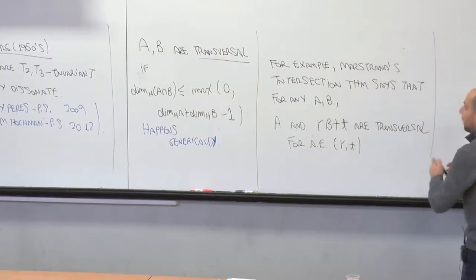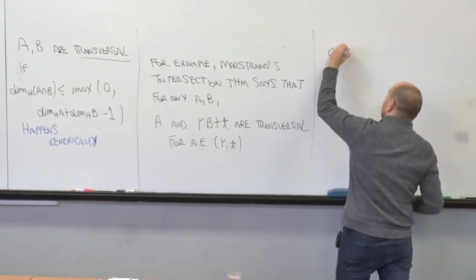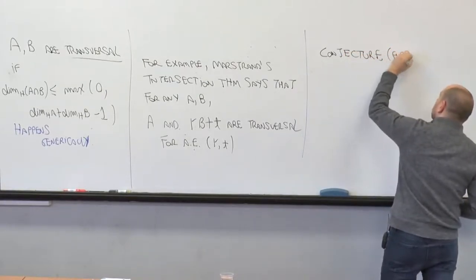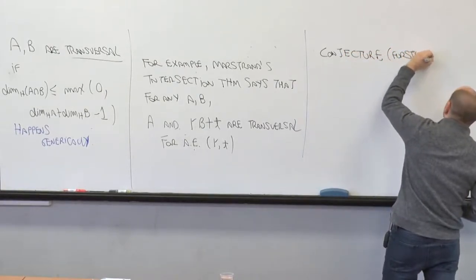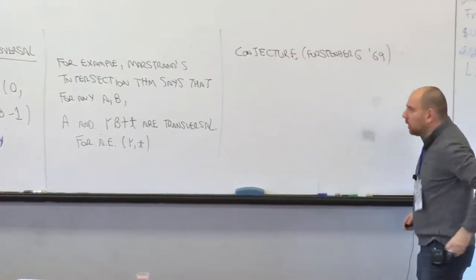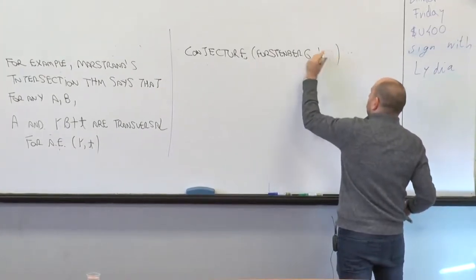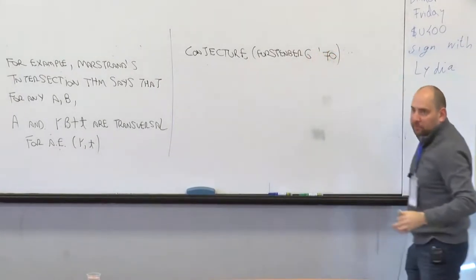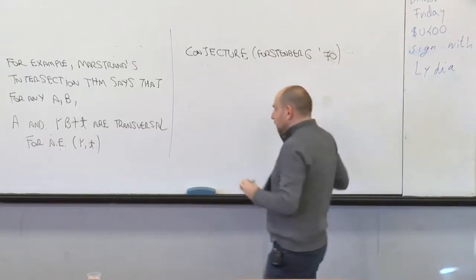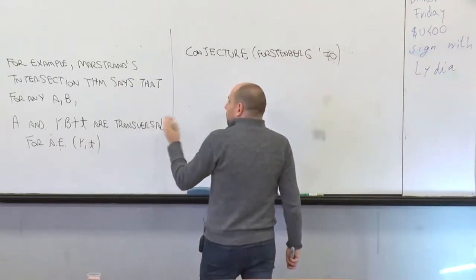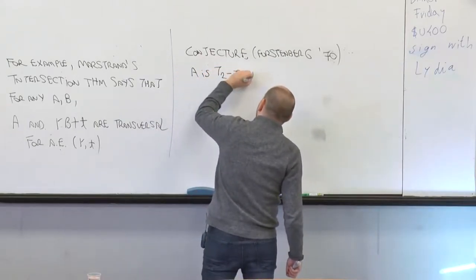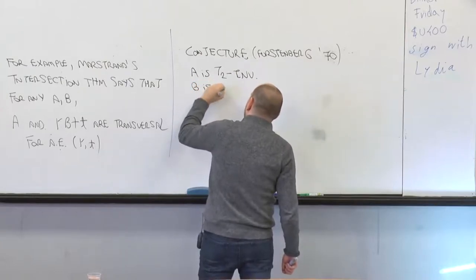Okay, so here comes another conjecture of Furstenberg. This one does appear in a paper from 1969, or I guess the paper appeared in 1970, so it's a conference proceedings. The conference happened in 1969. The paper appeared in 1970. Okay, so the conjecture is that if A is times 2 invariant and B is times 3 invariant.